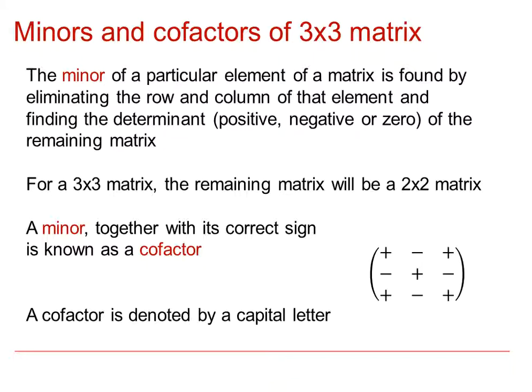So each position of the 3x3 matrix has been designated with a sign, and it goes plus, minus, plus, minus, plus, minus, plus, minus, plus. And a cofactor is always denoted by a capital letter.